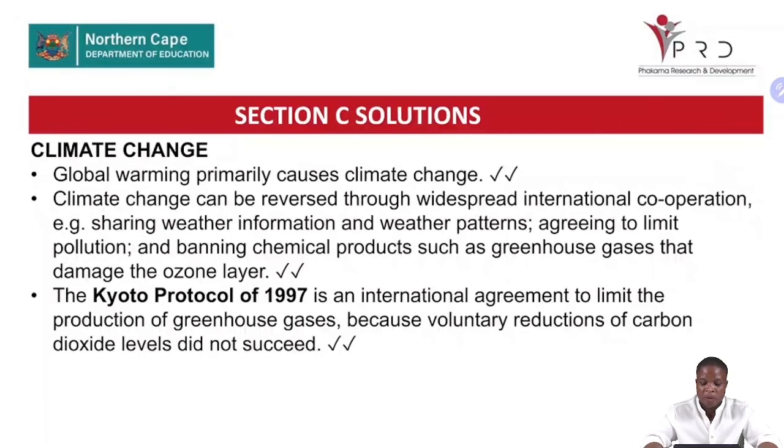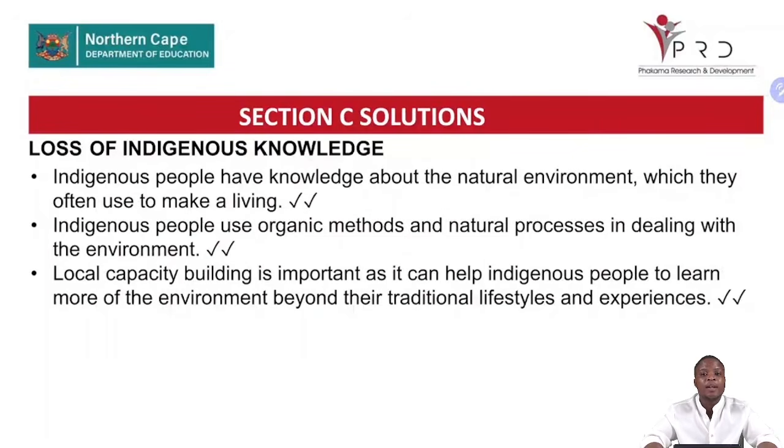Sharing weather information and weather patterns, agreeing to limit pollution and banning chemical products such as greenhouse gases that damage the ozone layer. The international measure we have is the Kyoto Protocol of 1997. It is an international agreement to limit production of greenhouse gases because voluntary reduction of carbon dioxide levels did not succeed. So here we have a problem as well, and then we have an international measure, which is your Kyoto Protocol.